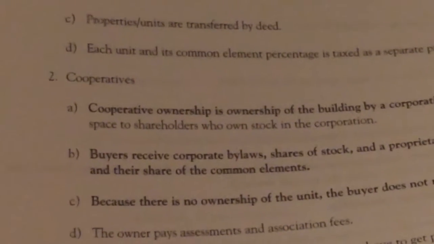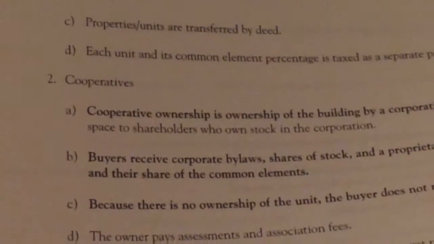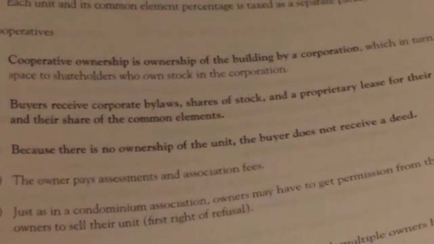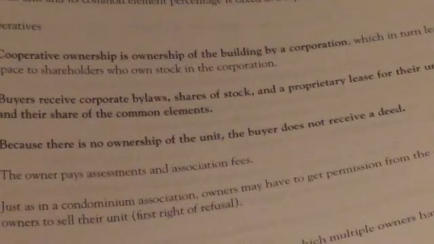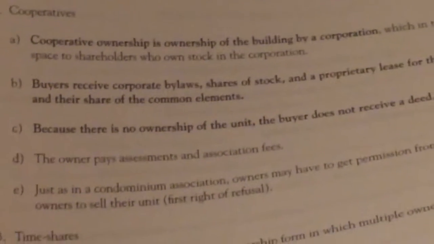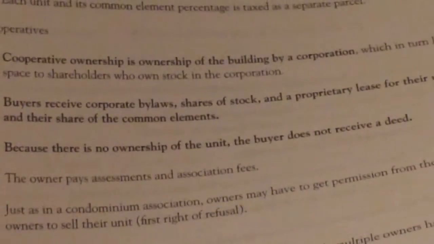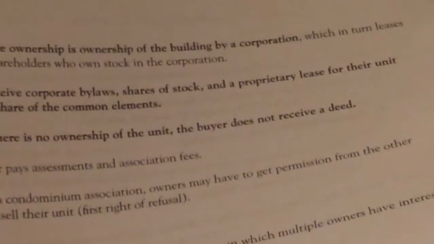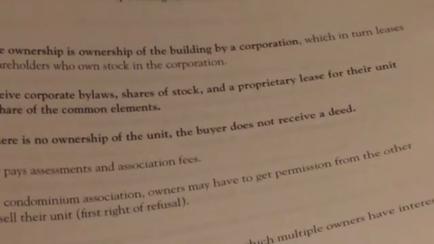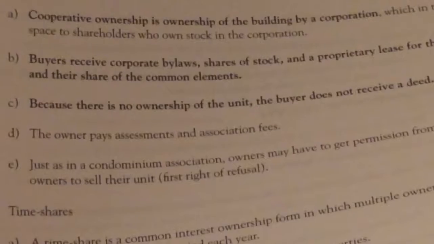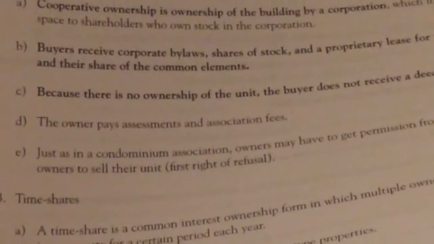2. Cooperatives. A. Cooperative ownership is ownership of the building by a corporation, which in turn leases space to shareholders who own stock in the corporation. B. Buyers receive corporate bylaws, shares of stock, and a proprietary lease for their unit and their share of the common elements.